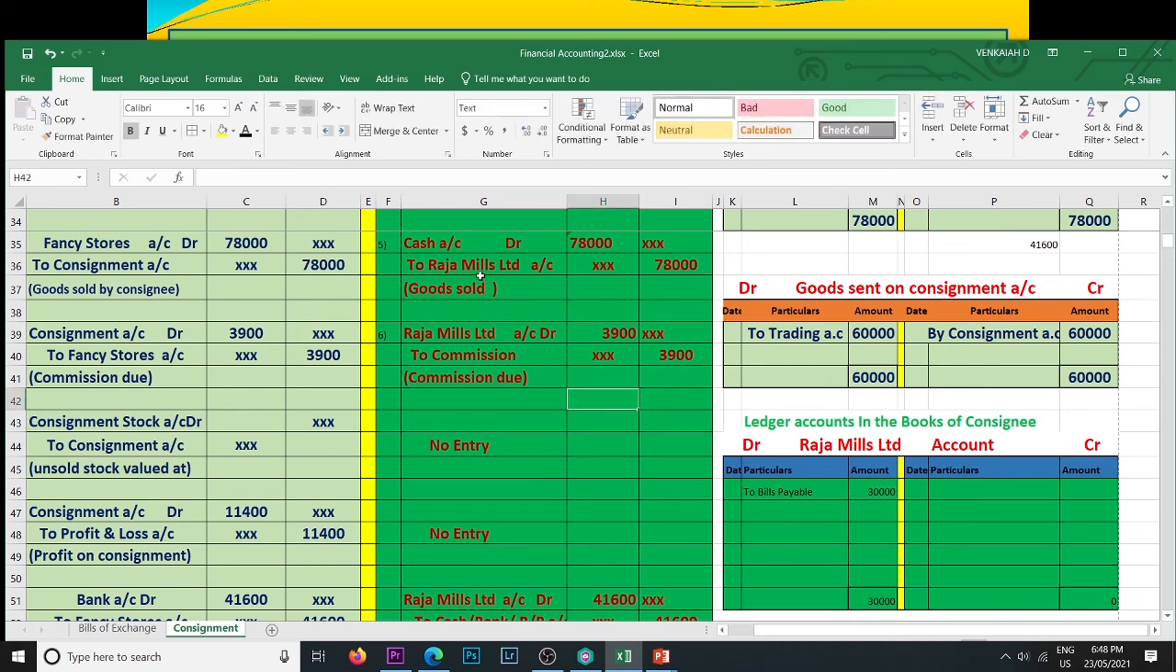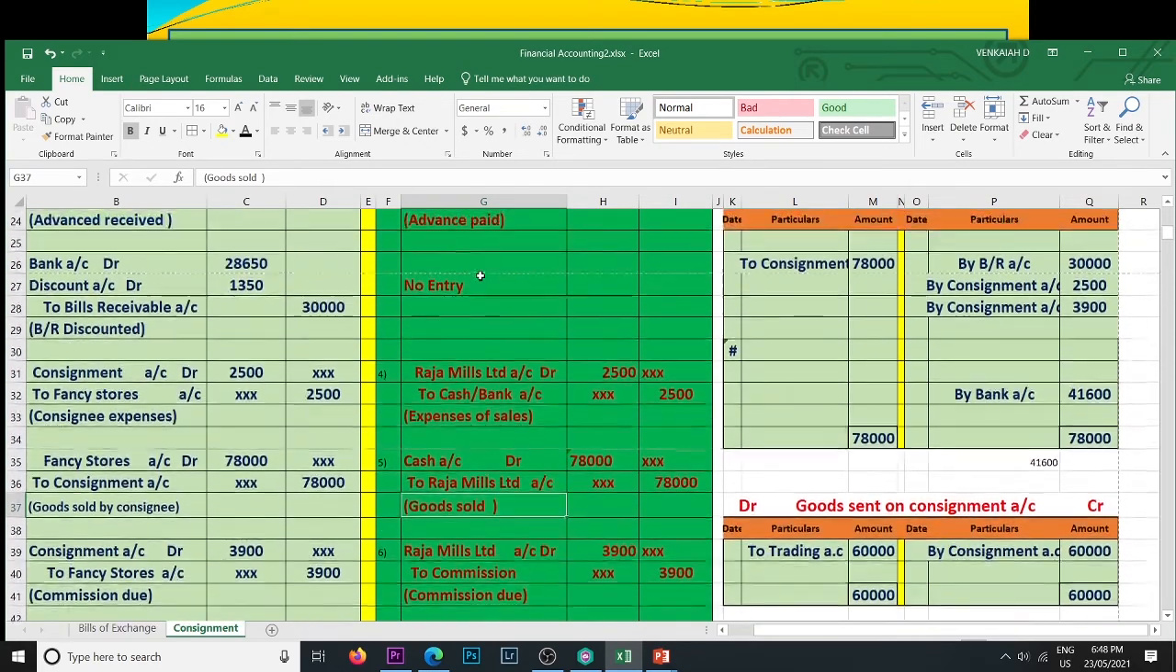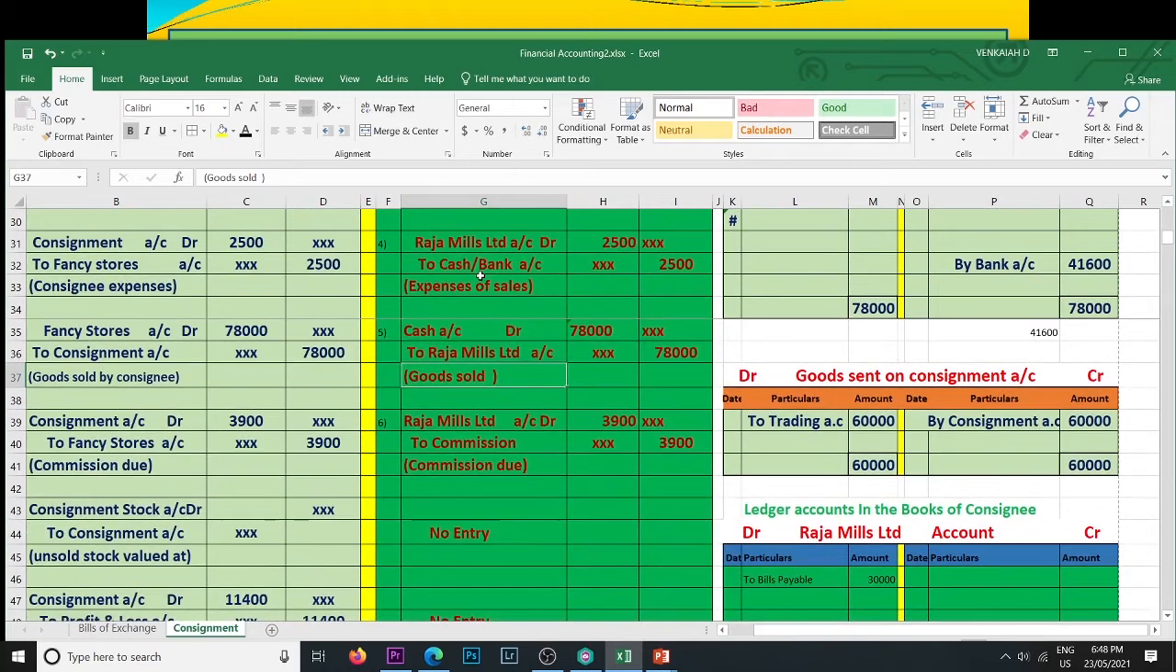Right, next, consignee expenses. Entry is Raja Mills Limited account debit to bank account. To bank account. Amount is 2,500. Next entry is goods sold. Raja Mills Limited account debit to cash account, credit side by cash or by bank.